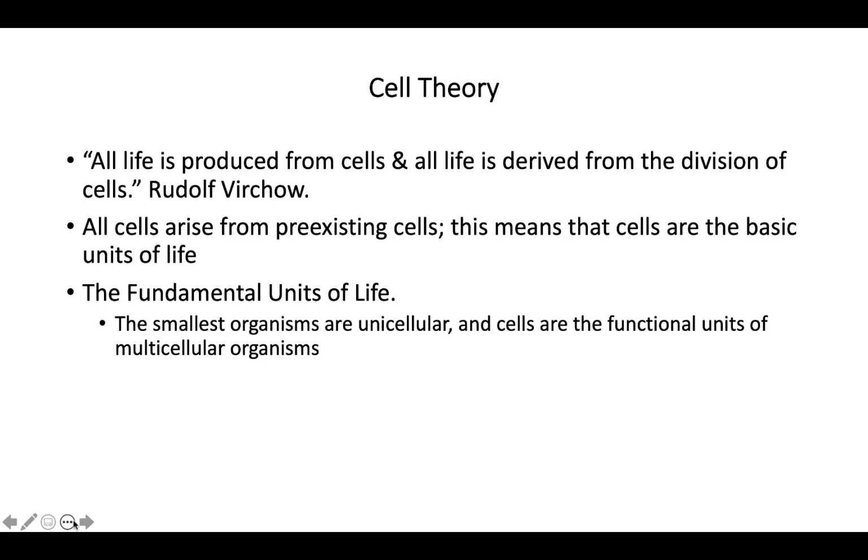Cell theory. All life is produced from cells and all life is derived from the division of cells. All cells arise from pre-existing cells. A cell does not come out of nothing. Cells always come out of pre-existing cells. This means that cells are the basic unit of life. I told you several times, the basic unit of life is a cell. The basic unit of matter is the atom. The fundamental unit of life is the cell.